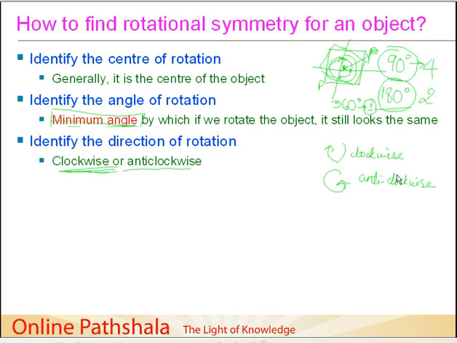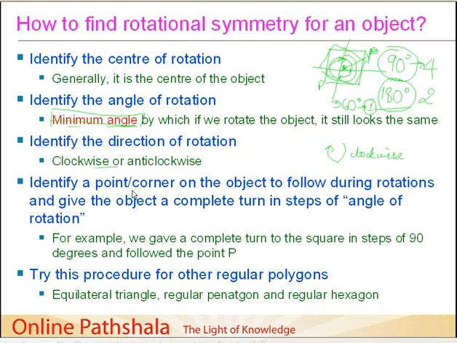Once you have identified the angle of rotation, you identify a point or corner on the object to follow during rotations and give the object a complete turn in steps of the angle of rotation. This is extremely important. That is, you have to give a complete turn to the object in steps of the angle of rotation.